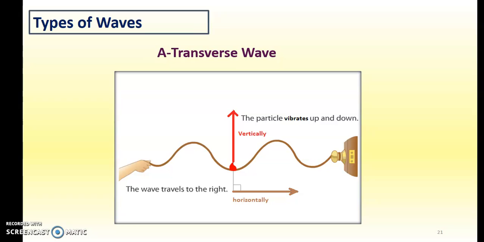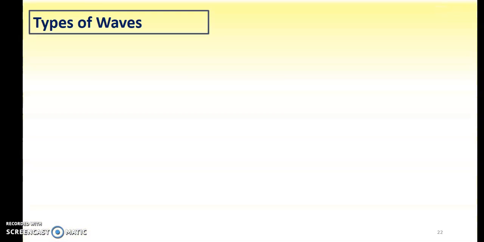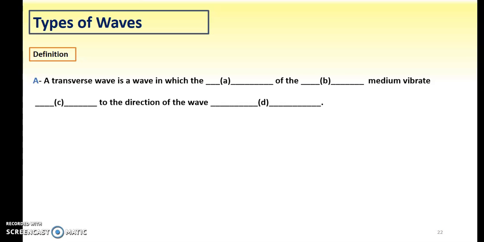So now comparing the direction of propagation of the wave, which is horizontal, to the direction of vibration of the particles, which is vertical in this case, we can find that they are perpendicular. Thus, what can we conclude concerning the definition of a transverse wave? A transverse wave is a wave in which the particles of the disturbed medium vibrate perpendicularly to the direction of the wave propagation or motion. You have to memorize this definition.